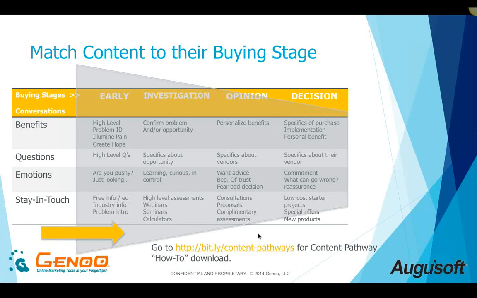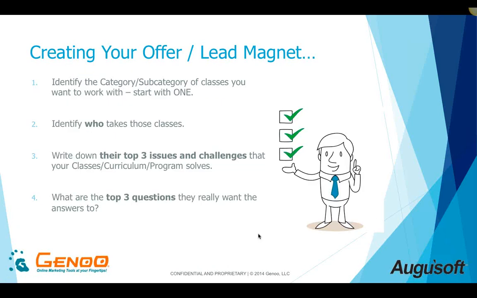Now you've got a whole bunch of content that is relevant. And then finally, what are the top 3 questions that they really want the answers to? Just the top 3, not a laundry list of questions. What are the top questions? Because that's all you really need to know, is that these are the things they really want to know. Now you've got somewhere to start.